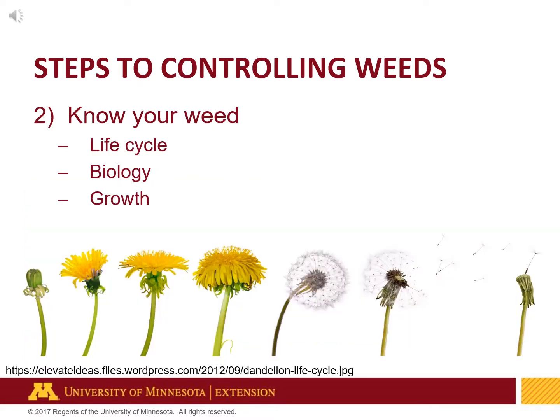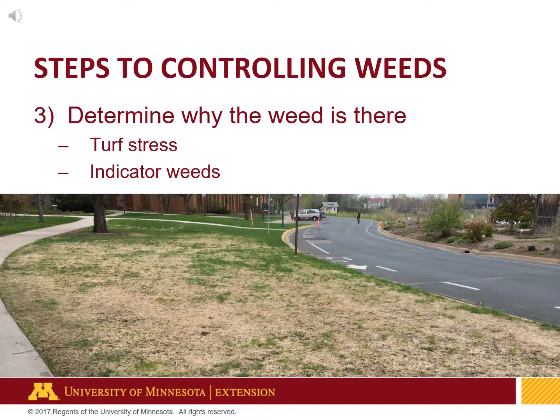Next, we must correctly identify the weed species. This will include understanding its life cycle, biology, and growth. After we identify each of the weed species at a given location, we need to think about why the weed is there. Is the turf stressed? Are the weed species present an indication of another underlying problem?